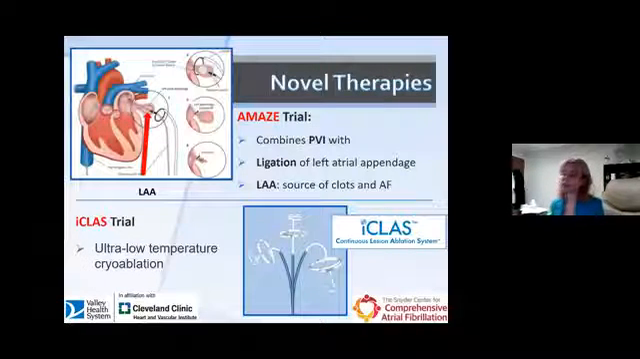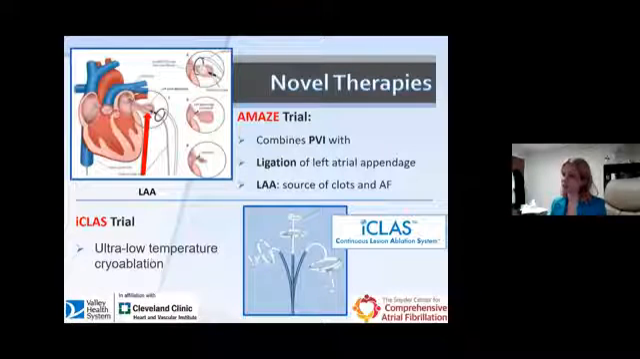Then we have different procedures available that are part of clinical trials, like the MACE trial, where the pulmonary vein isolation gets combined with eliminating or ligating the left atrial appendage, which can be a source of clots, but also be a source of atrial fibrillation.